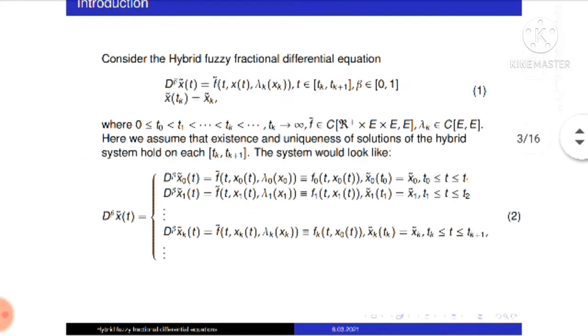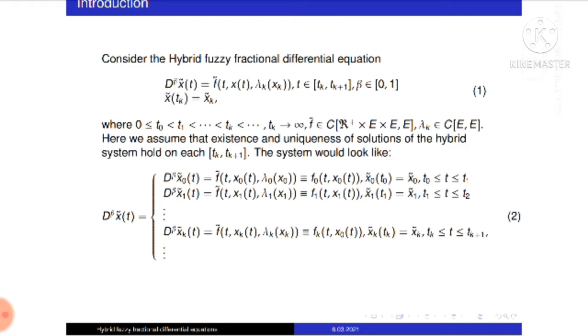Introduction. Consider the hybrid fuzzy fractional differential equation d beta x of t equals function f of t comma x of t, lambda k x k, t belongs to t k, t k plus 1, beta belongs to 0 comma 1, x of t k equal to x k, where 0 less than or equal to t naught less than t 1 less than etc., t k, etc., t k tends to infinity. f k belongs to C of R plus cross E comma E. Lambda k belongs to C of E comma E, where we assume that the existence and unique solution of the hybrid system hold on each t k comma t k plus 1.